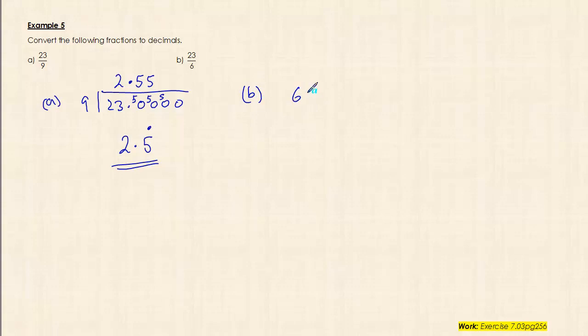Now let's do 6 into 23. And again, give myself some extra decimal places here. So, 6's don't go into 2, 6's go into 23 3 times and leave a remainder of 5. 6's go into 50 8 times with a remainder of 2. 6's go into 20 3 times with a remainder of 2, and I can see this is just going to recur. So that's going to be 3.83 recurring.